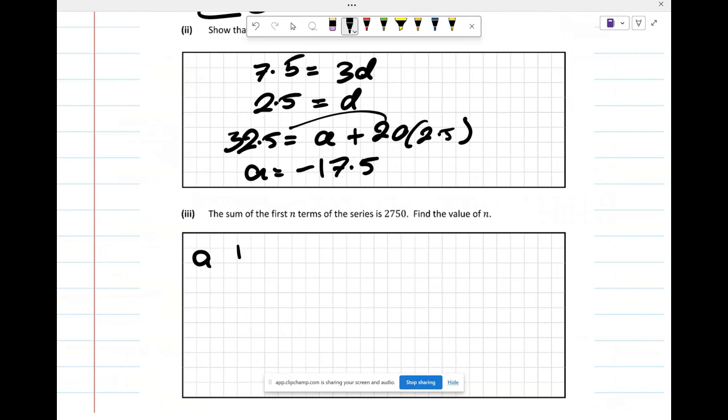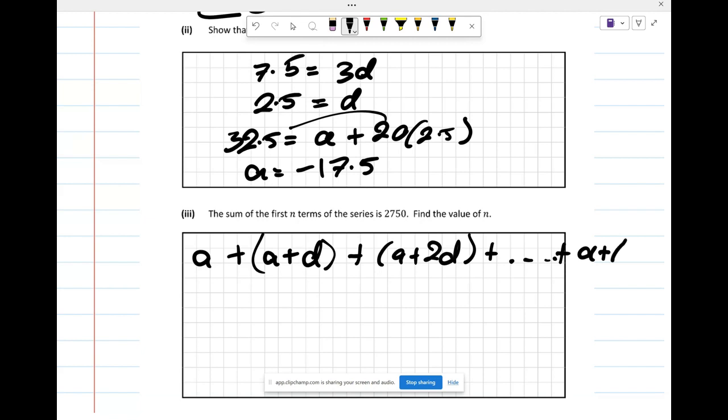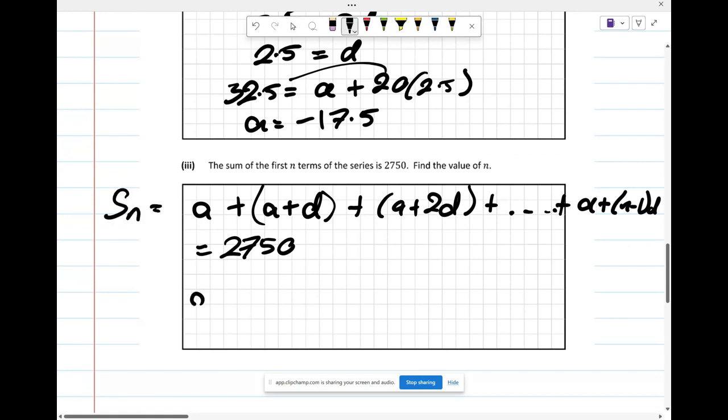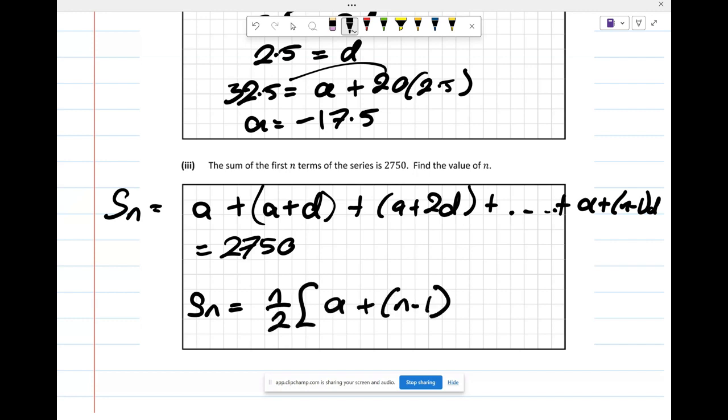So it means A plus D plus A plus 2D plus blah blah blah n times, so A plus n minus 1 D, and all of this added together should be 2750. Same thing, there's an equation for the same thing that we had for the geometric series. We can call this Sn, and there's an equation for Sn, and it should be n divided by 2 times 2A plus n minus 1 times D.